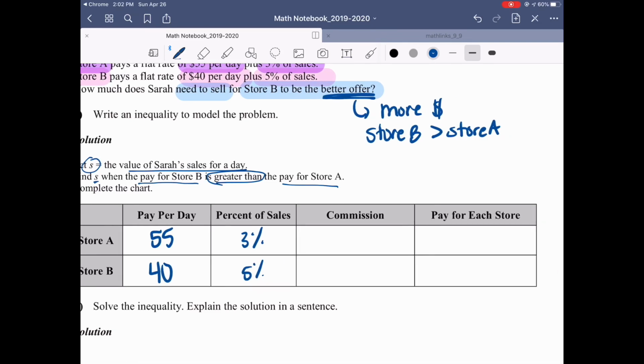So the commission that she'll get for store A, you're going to add 3%, which is 0.03 times the number of sales. That's how much she'll get on top of her pay. And same thing for store B, 5% of sales is 0.05 S. So if you combine them together, the pay for store A would be the $55 per day plus 3% of sales. And for store B, it would be the $40 per day plus the 5% of sales.